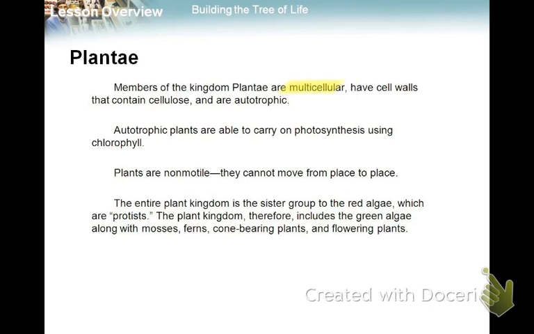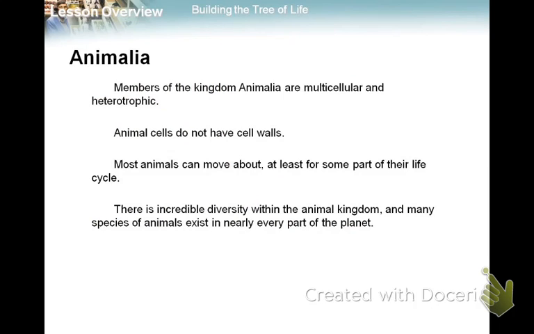Then the plants, multicellular, they have cell walls that contain cellulose, and they make their own food. They're autotrophic. Specifically, they use the process called photosynthesis. They can't move. The entire plant kingdom is the sister group to the red algae, which are protists. So we have green algae, mosses, ferns, cone-bearing plants, and flowering plants. Finally, Animalia. Multicellular, heterotrophic, they do not have cell walls, and most can move. Incredible diversity here.